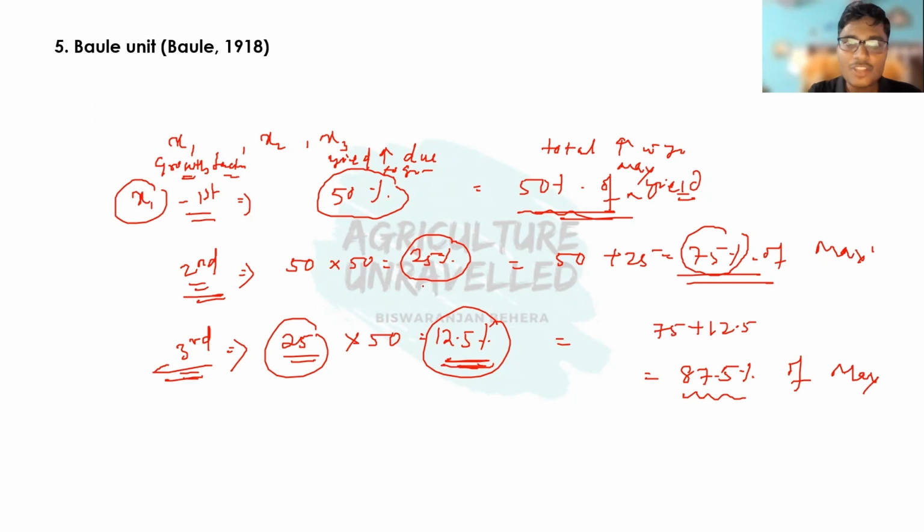What is the increase of yield due to the application of the second viable unit? Then it is 25%. What is the yield increase due to the application of the first viable unit? Then it is 50%. Okay, so the total viable unit will be 87.5%. So the total yield increase will be 87.5% of the maximum yield, but the yield increase due to the third viable unit is 12.5%. This is very, very important.